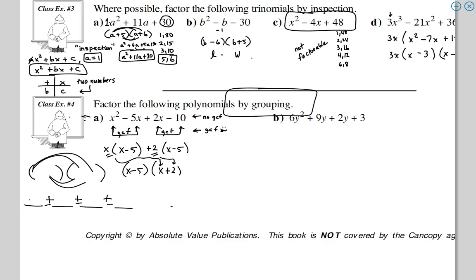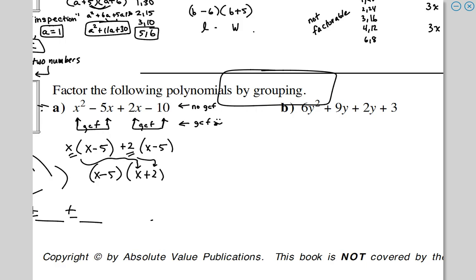Okay, let's do this one over here. I see no GCF off the hop, right? First line, no GCFs. But if I put them in pairs, and I love this little upside down square bracket, because then I can write in GCF here and I won't forget.